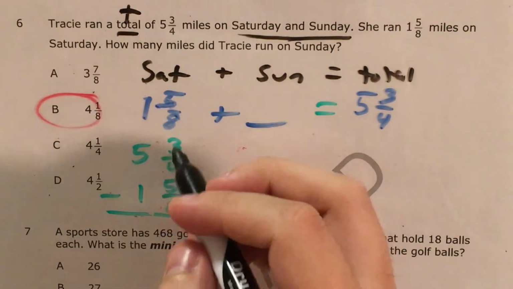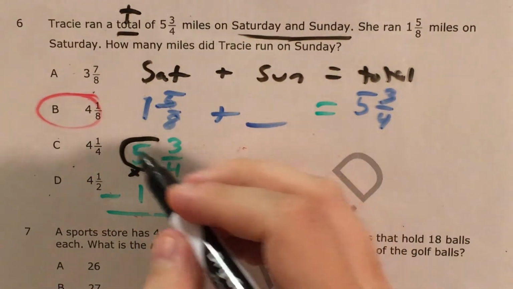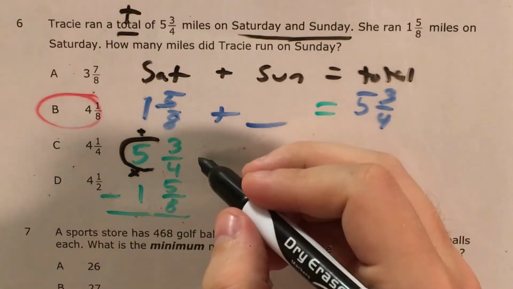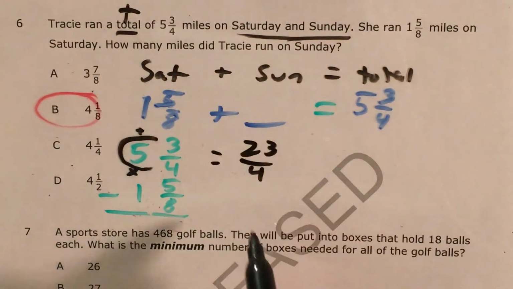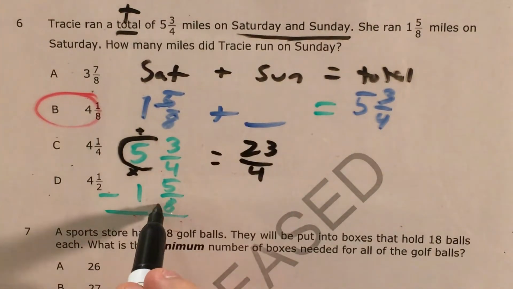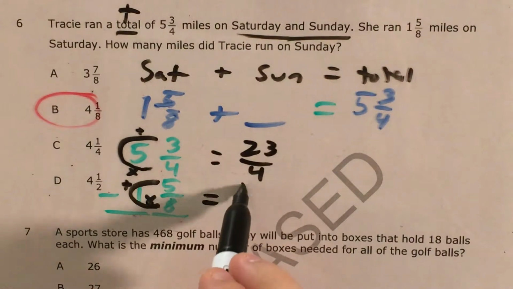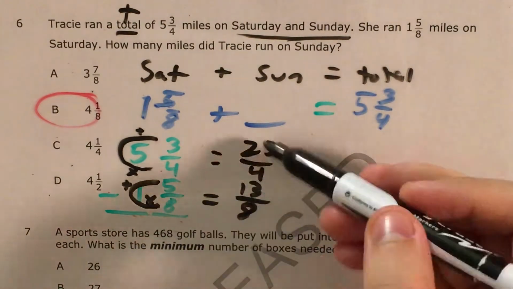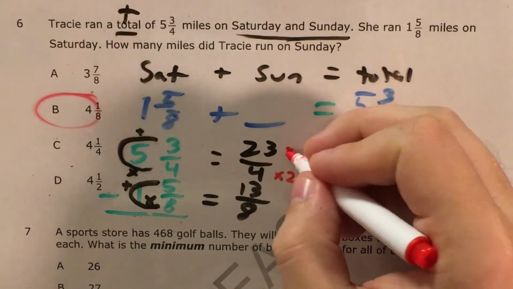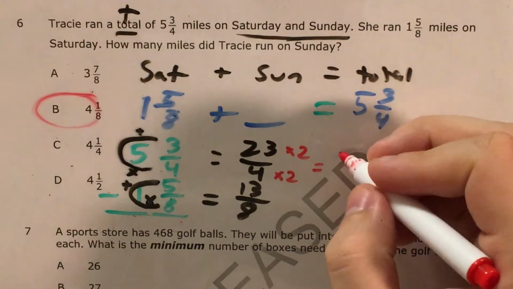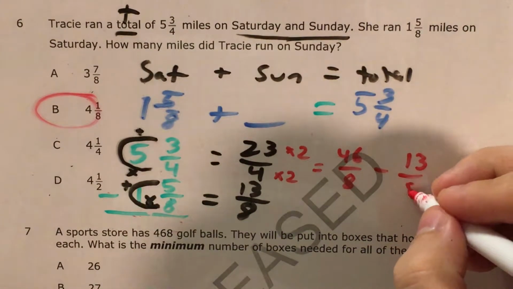And my method for changing a mixed number into an improper fraction is what I call the left to right swoosh. I multiply 4 times 5 and I add 3. This gets me 23/4. And now I do the same thing for 1 5/8. I multiply 1 times 8 and I add 5 to get 13/8. And now I still need to find a common denominator, and I'm still going to use the fact that 4 goes into 8 two times, 2 times 2. And this gets me 46 over 8 minus 13 over 8.